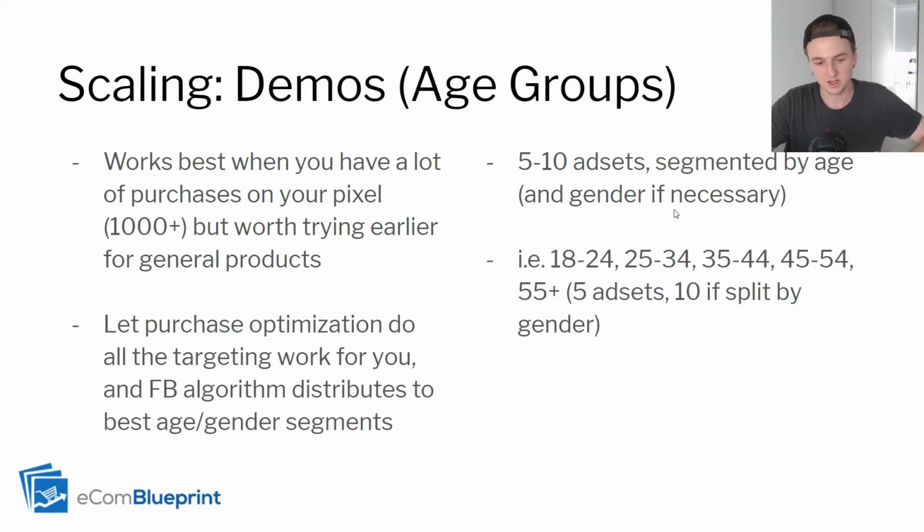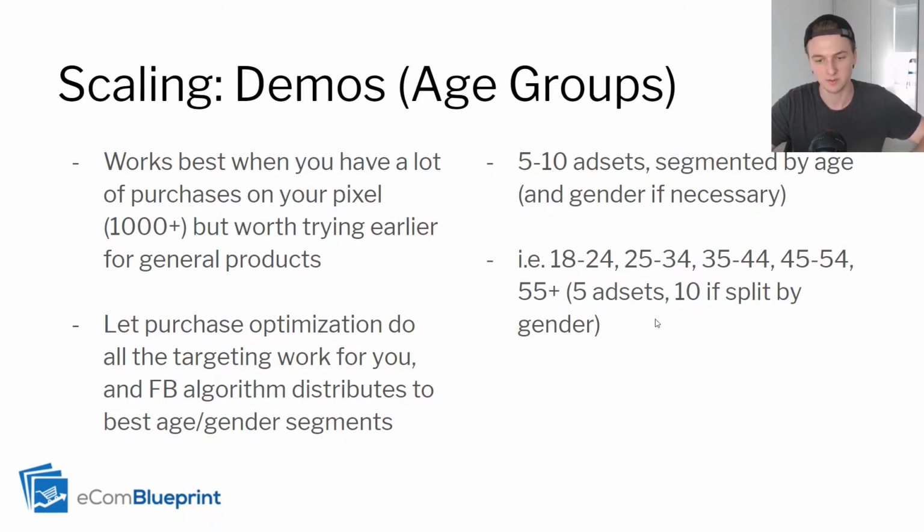So how you want to set this up is to have 5 or 10 ad sets. 5 ad sets if you're just splitting by age groups, and 10 if you're splitting by gender as well. For the one that I'm going to show you, I split by age and gender, so I had 10 ad sets: 18 to 24, 25 to 34, 35 to 44, 45 to 54, and 55 plus. Then you duplicate this by 2, because I had all of these for men only and then all of these for women only.